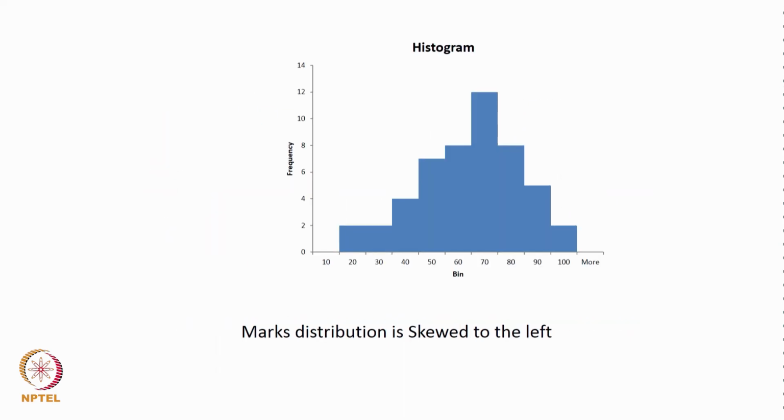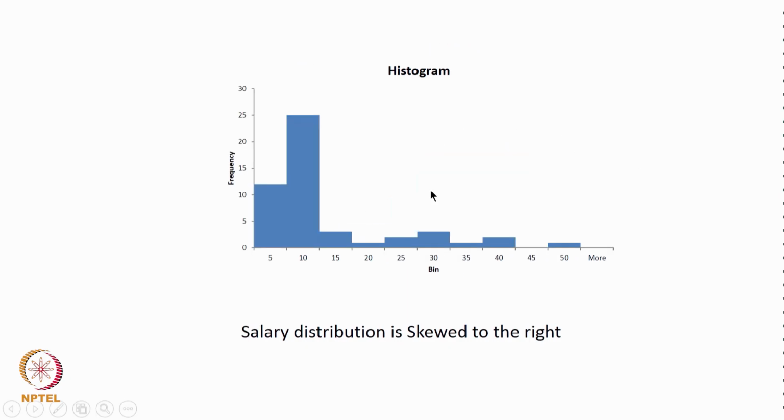And the general observation is that marks distribution is skewed to the left. You can see a small tail here which is skewed to the left, and salary distribution is skewed to the right, and you can see a long tail here. Fewer and fewer people will get very, very high salaries and so on. Remember, we are marking frequency on this, so a large number of people would be getting a smaller kind of salary.